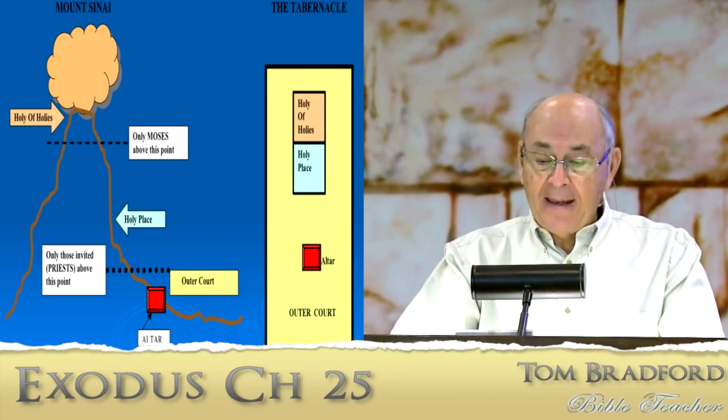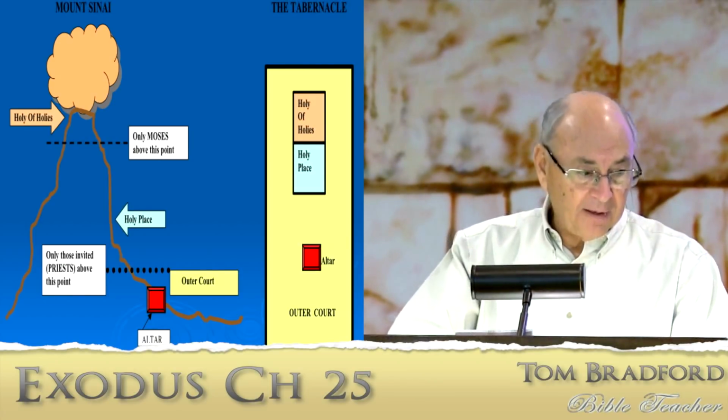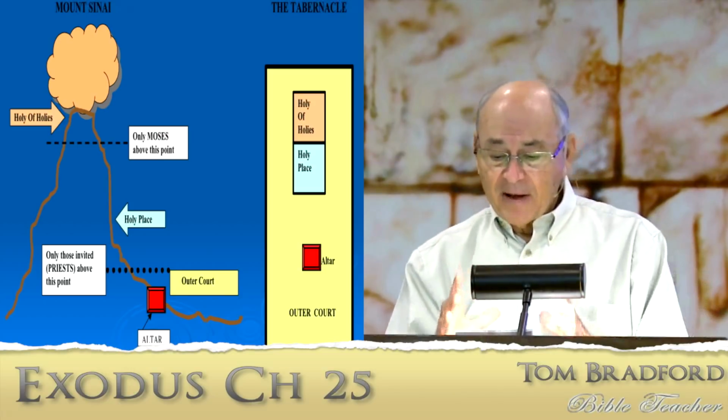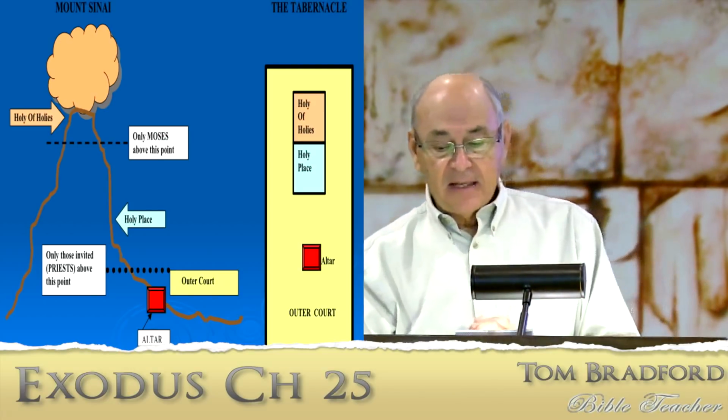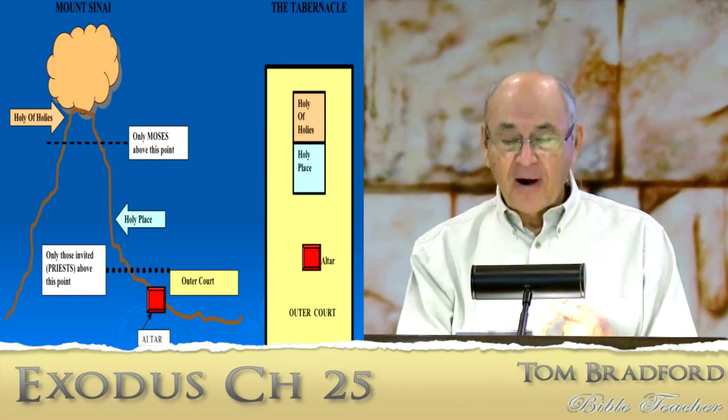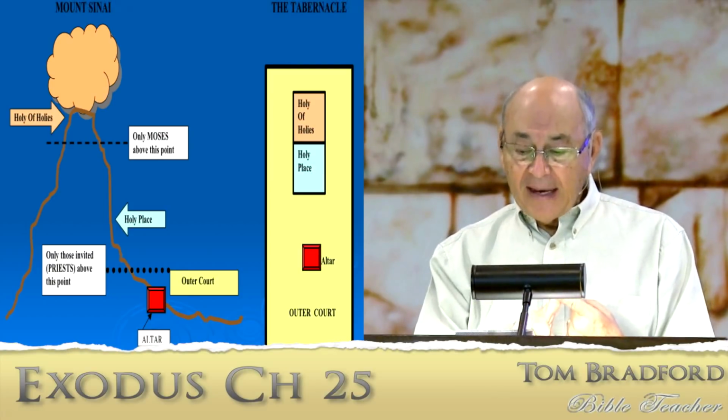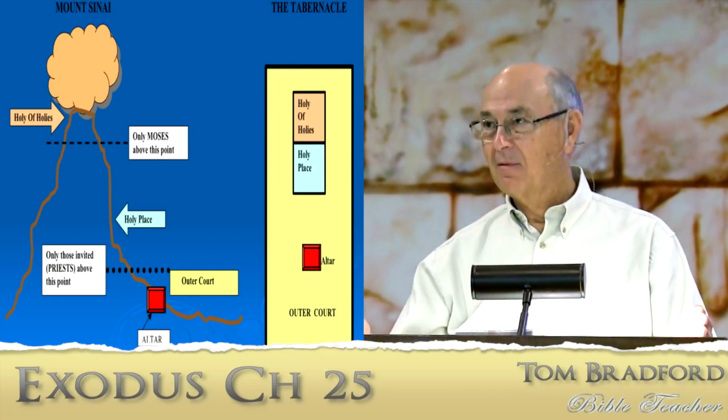Now let's look at some of the awesome connections and symbolism of a general nature about the tabernacle. First of all, notice how it's laid out, the same way that the geographical area of Mount Sinai was laid out. See, the mountain and the tabernacle were each divided into 3 zones of varying degrees of holiness.